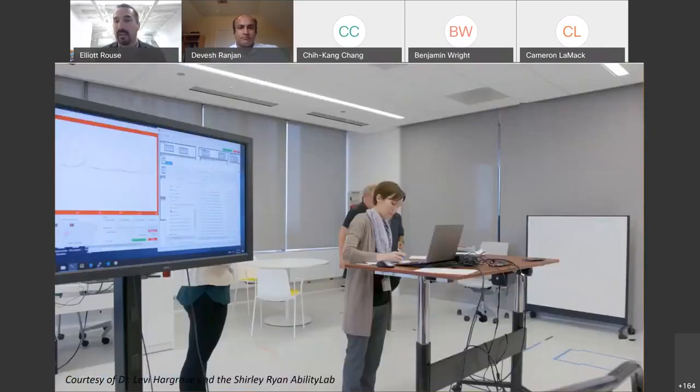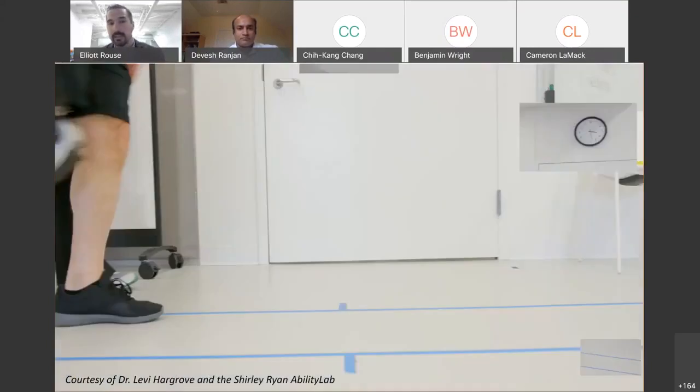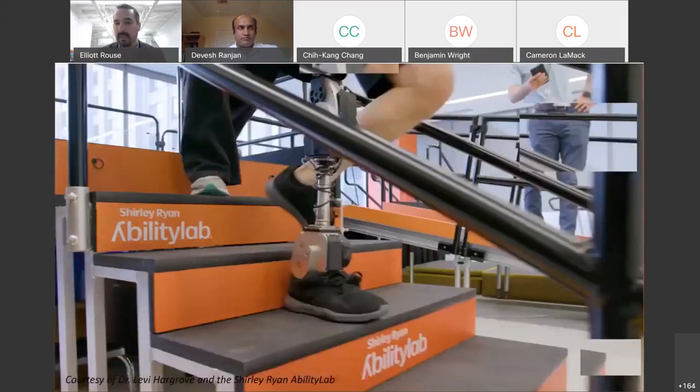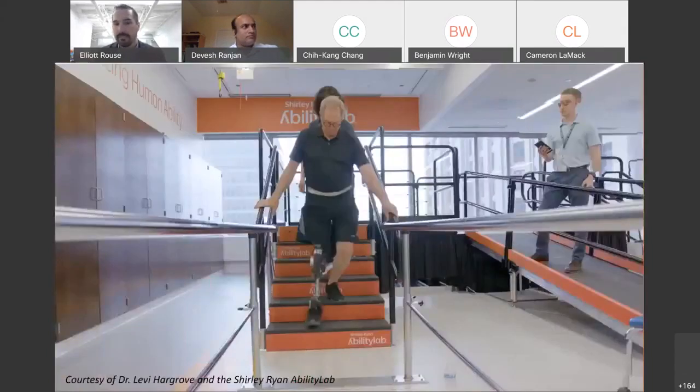This is Terry. Terry lost his leg in a motorcycle accident, and he's been helping us develop this robotic leg through collaborations for the last 3 years.